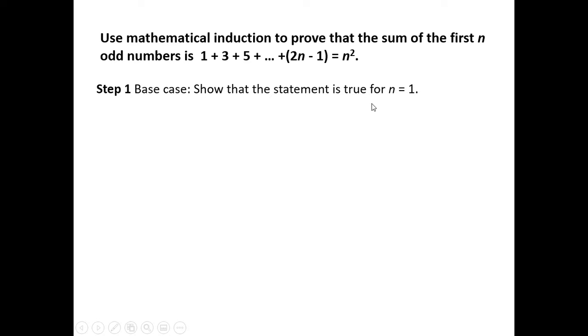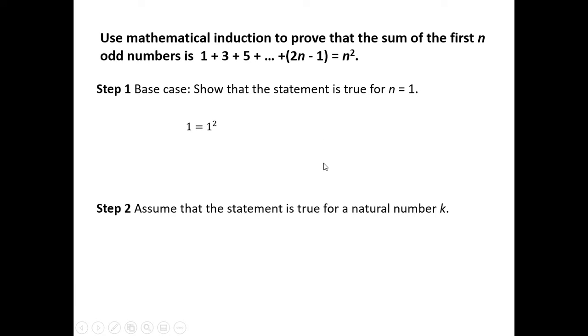First, I have to show that it's true for the first case. n is equal to 1. Well, my a sub 1 is 1, and n squared is 1, so 1 is equal to 1 squared. Well, that's pretty simple. Step 2, let's substitute k for some value n. And we have 1 plus 3 plus 5 all the way up to 2k minus 1 is equal to k squared.